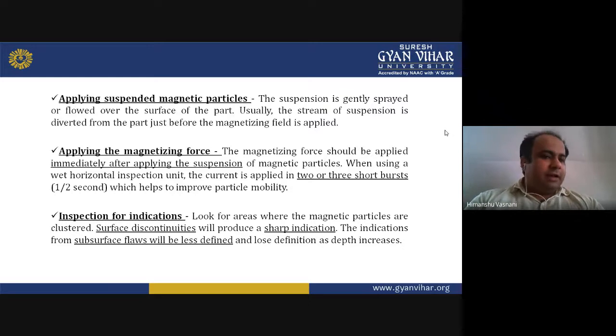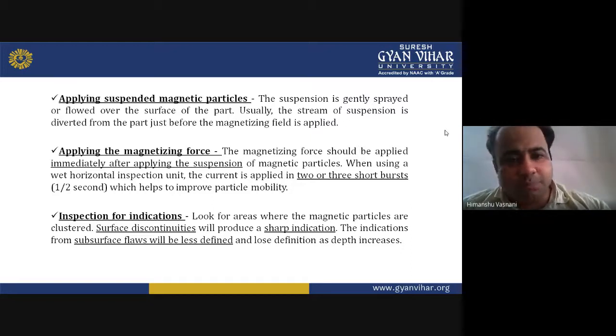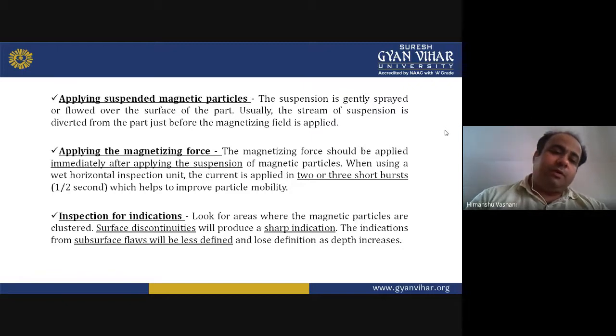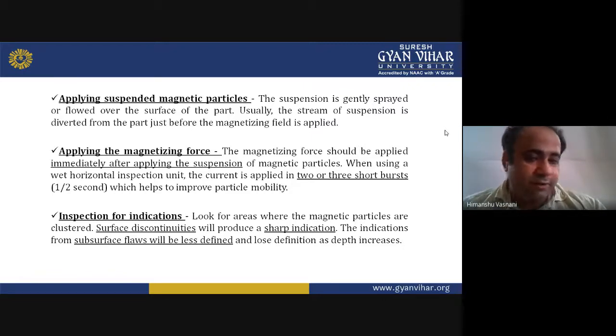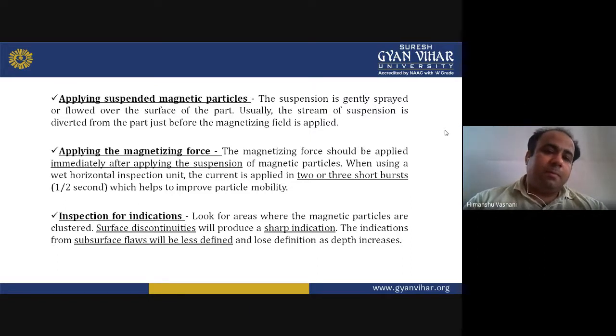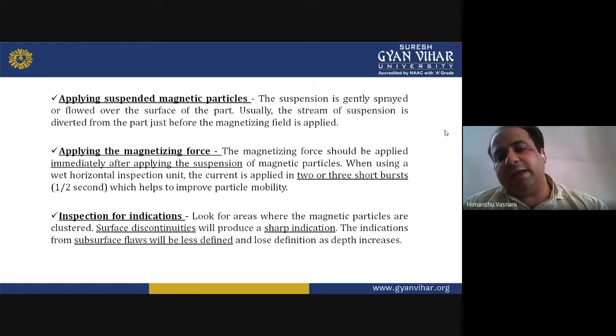Now applying the magnetizing force. The magnetizing force should be applied immediately after applying the suspension of magnetic particles. When using a wet horizontal inspection unit, the current is applied in 2 or 3 short bursts, half a second each, which helps to improve particle mobility. So in this way you apply the magnetizing force.